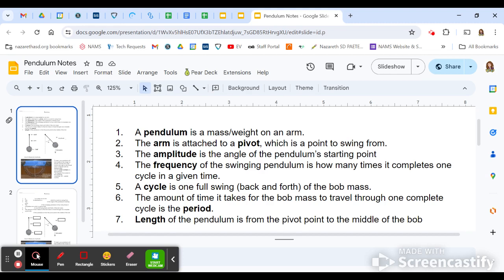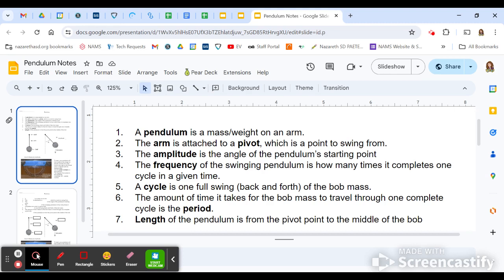The arm is attached to a pivot, which is the point that the pendulum swings from. The amplitude is what we call the angle of the pendulum starting point. The frequency of the swing is how many times the pendulum completes one cycle in any given time. And a cycle is just it swinging back and forth. So the cycle is one full swing back and forth of the bob mass.